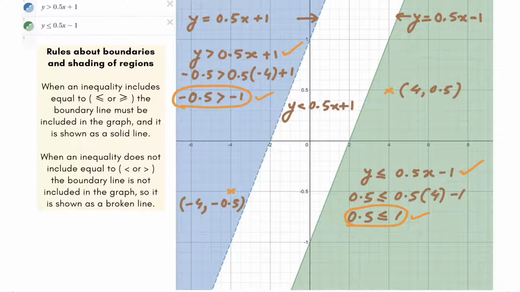Remember once again that if the line is a solid line, then we have to use either the greater than or equal to sign or the less than or equal to sign. So in this case, the other, unshaded part would be y greater than or equal to 0.5x minus 1.